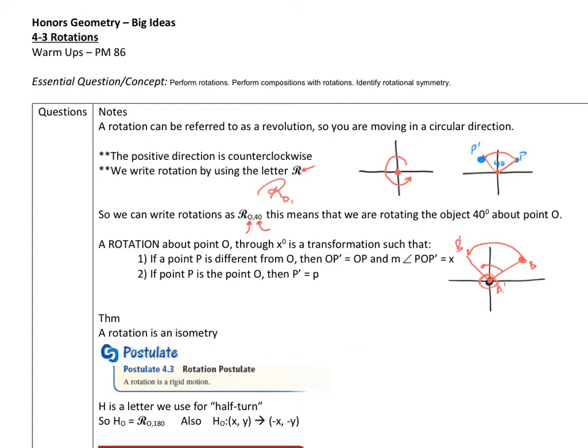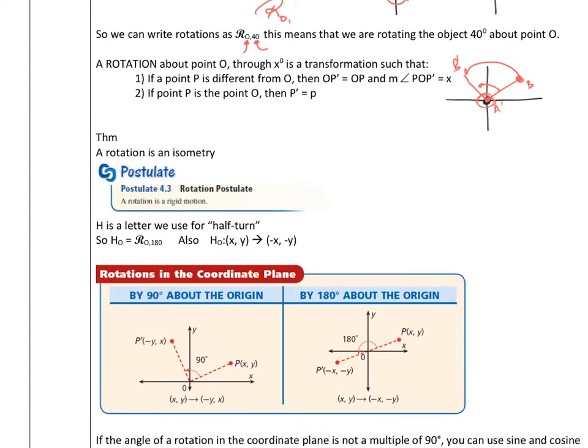All right, a rotation is an isometry, so we're not changing the size, we're not changing the shape, so we know that a rotation will be an isometry. And then we can also say that it's a rigid motion. Often we're going to use this letter H to mean a half turn. So H will just be a rotation about a point, we'll say the origin, by 180 degrees. So instead of writing all this out, we'll just use H. So H about O means a rotation about point O, 180 degrees.